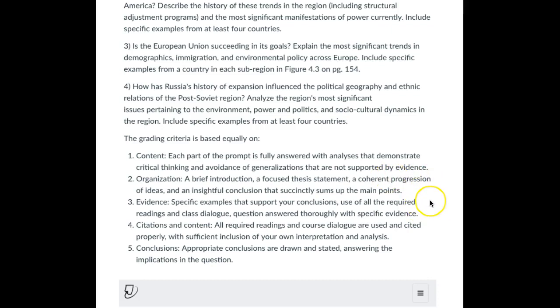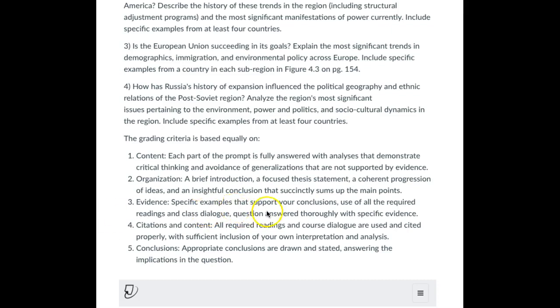So providing evidence, so in this case a good citation from the text or one of the mini lectures, or if you've done some research from different sources, including that. So organization here, a standard essay format, which you've already developed in your essays, and keeping in mind a focused thesis statement, coherent progression, and also an insightful conclusion.